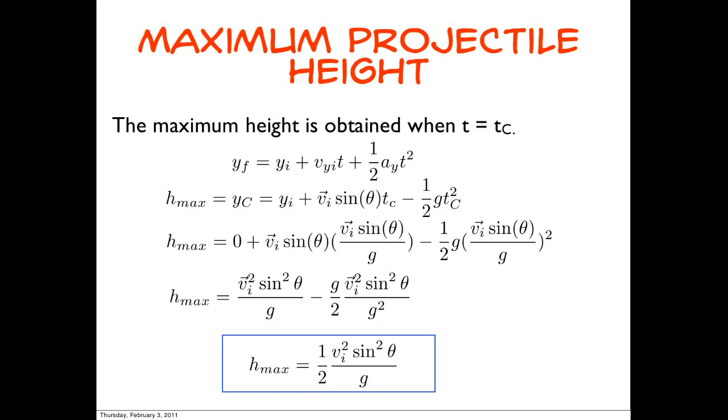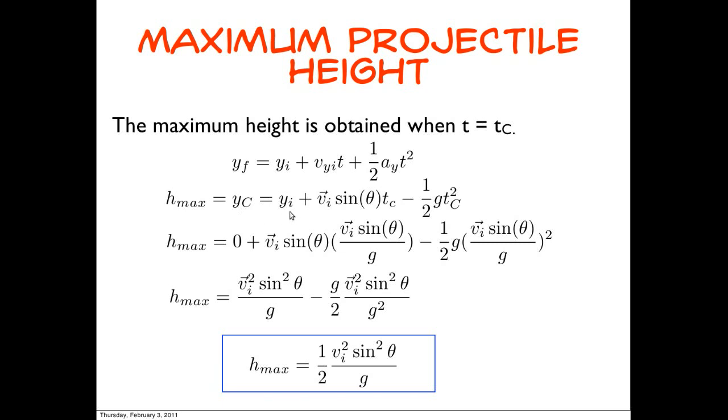Now let's derive an equation for the maximum height obtained at the peak of the motion of the projectile. This happens when t is equal to t_C. So we start with our equation of motion for position. y final is equal to y initial plus the initial velocity in the y direction times time, plus 1/2 acceleration in the y direction times t squared. We are looking for h max, which occurs when the position is y_C.